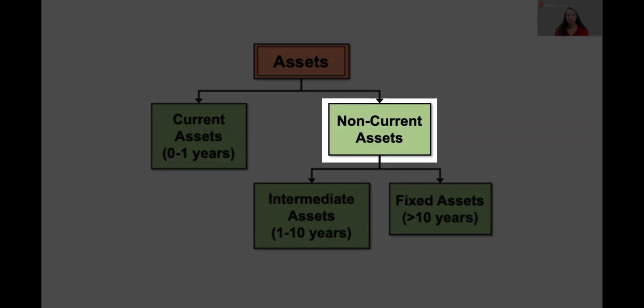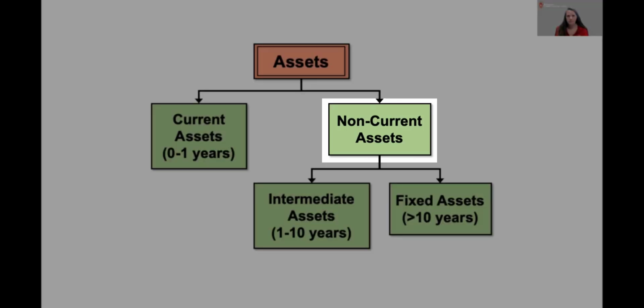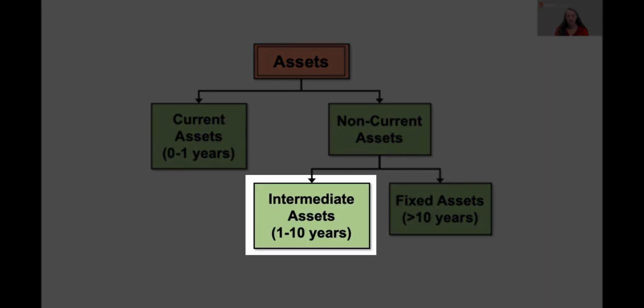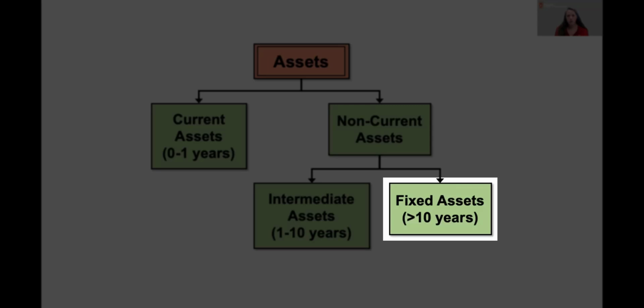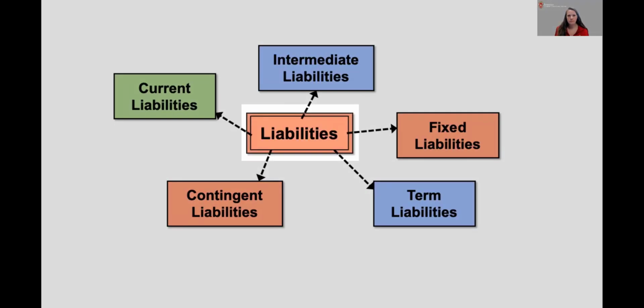Non-current assets are held for more than 1 year. In agriculture, non-current assets may be further divided into intermediate assets and long-term assets. Intermediate assets are owned more than 1 year and less than 10 years, such as breeding livestock, machinery, equipment, and vehicles. Long-term or fixed assets are owned more than 10 years, such as buildings and land.